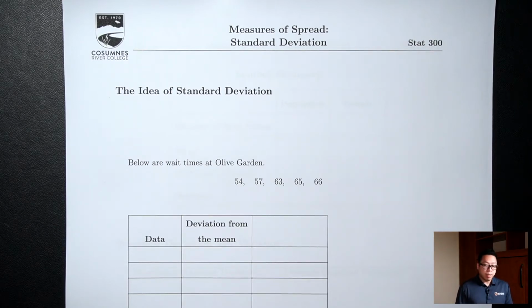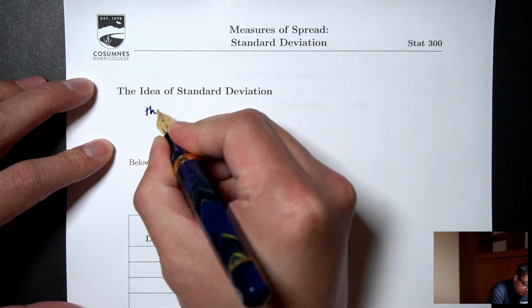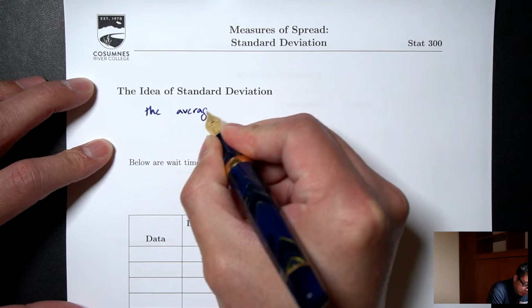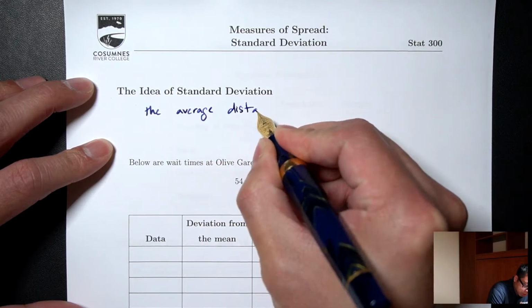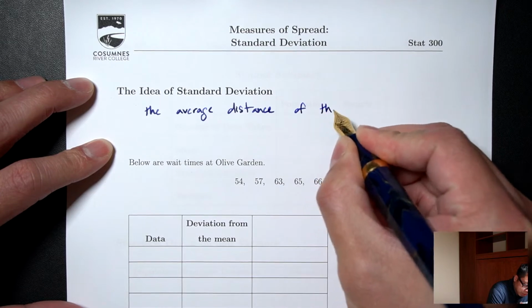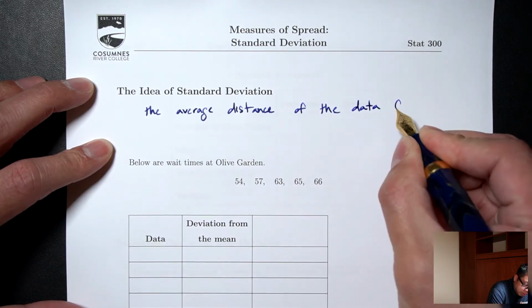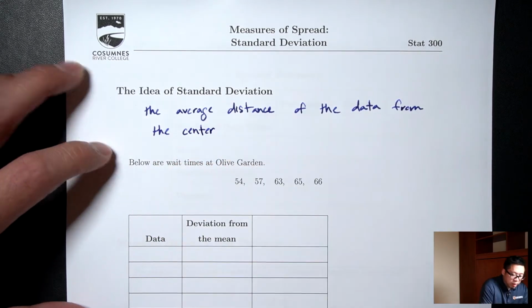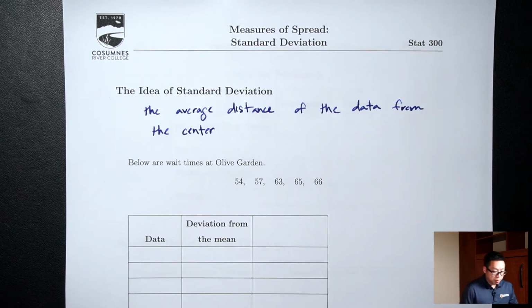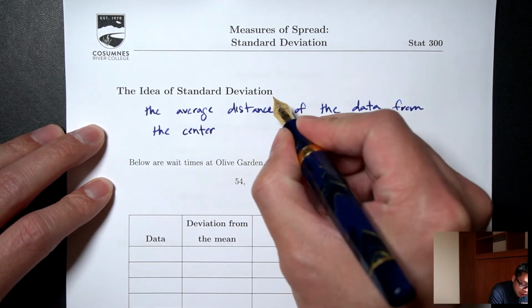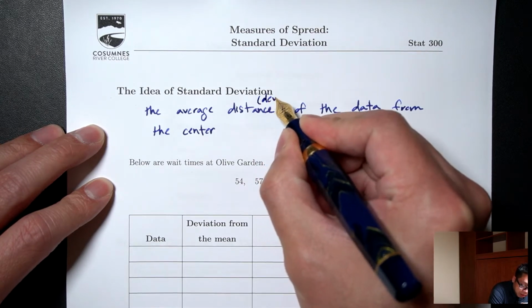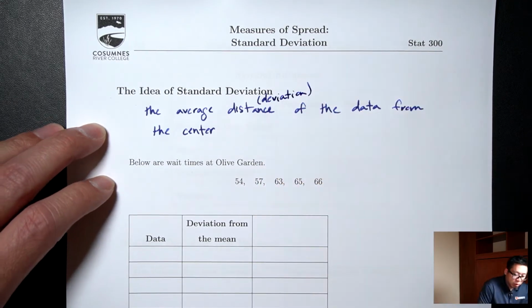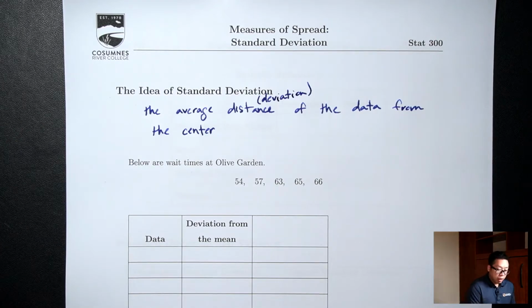What is the standard deviation? So the idea behind the standard deviation is we want to find the average distance of the data from the center. Now, another word for distance is deviation, and that's where the name comes from. Deviation just means distance. So we're looking for the average distance or deviation of the data from the center.